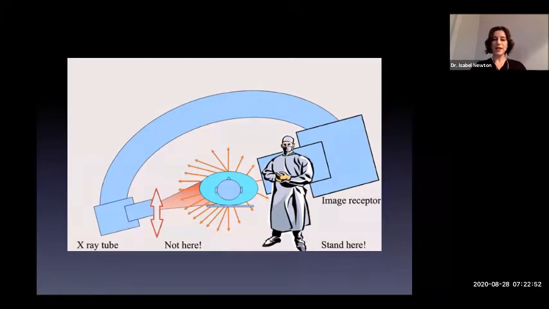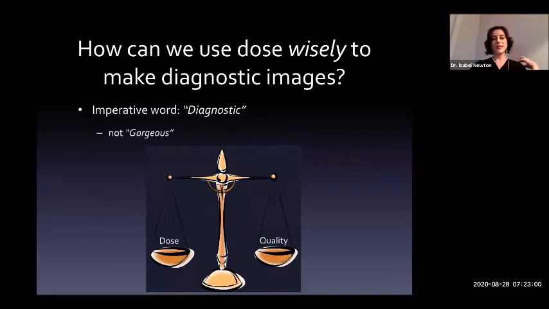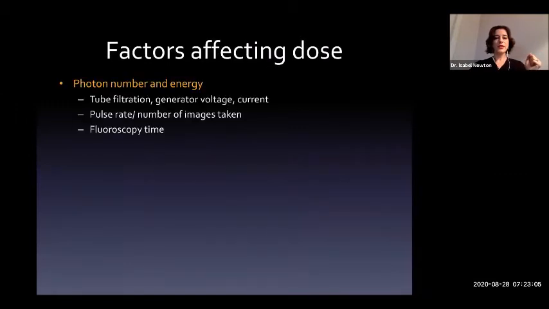So it tells you that's where you should stand. So how can we use dose wisely to make diagnostic images, not necessarily gorgeous images? And this is really my challenge to you. So the factors affecting dose are the photon number, the MA, and the energy, which is the KV. And some of these factors are built into your system.